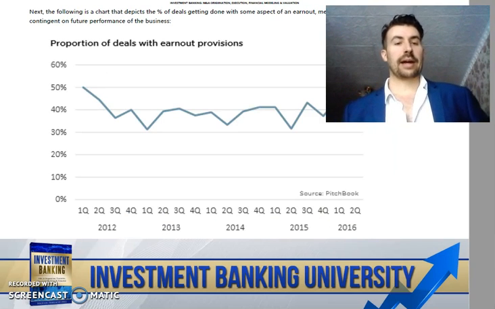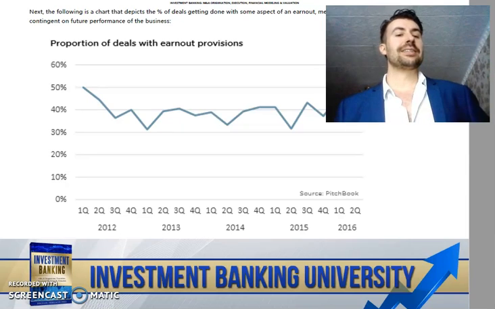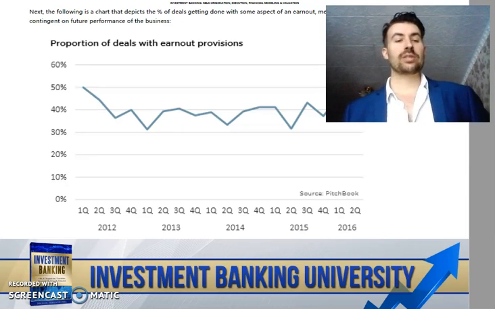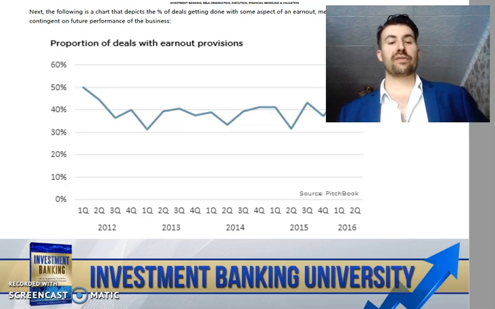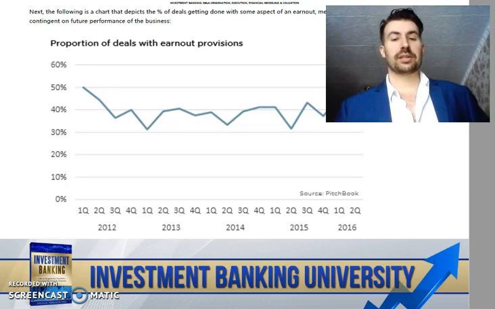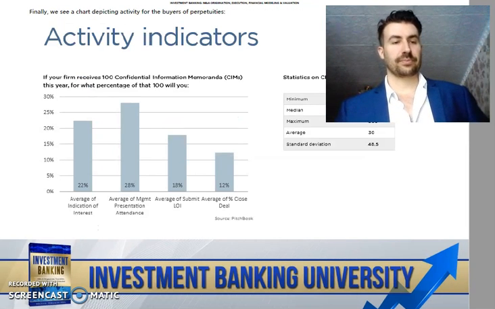This chart depicts the percentage of deals that are getting done with some aspect of an earnout, meaning a portion of the purchase price is contingent on the future performance of the business. We're going to see that in the range of about 30 to about 45%, and then in 2016, at the end of Q2, we're looking at about 40%.